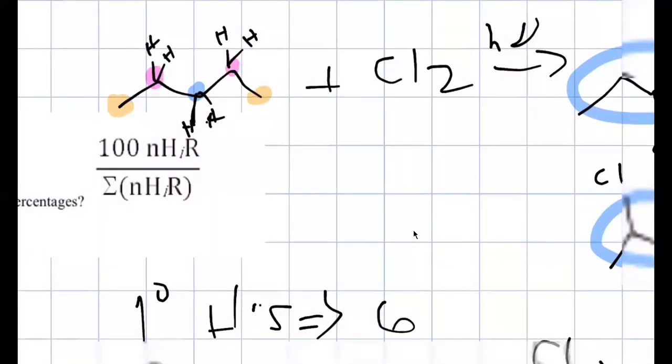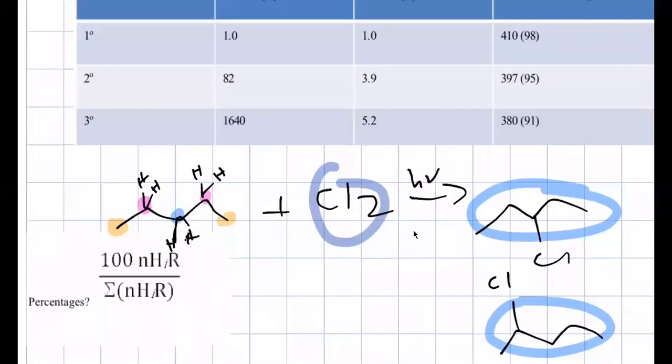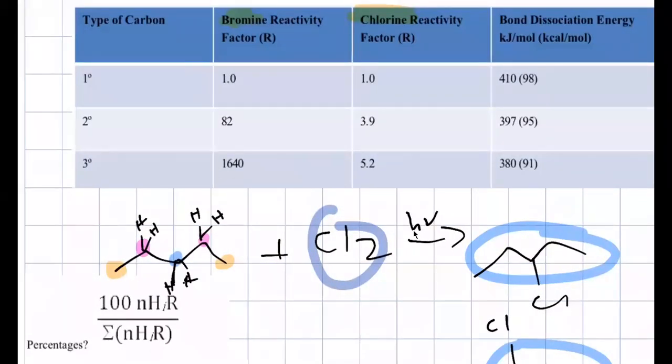And then the halogen that we're using is chlorine, right? So the reactivity factors that we use are going to be for chlorine. Up here, we're going to use this set of reactivity factors right here. So for primary, R is going to be 1. For secondary, R is going to be 3.9. The tertiary is going to be 5.2. All right, so let's jump right in.